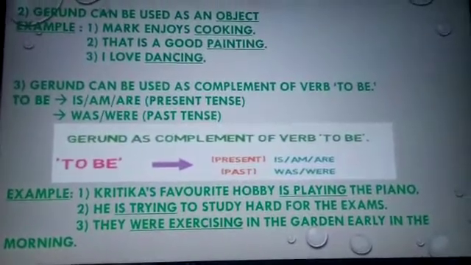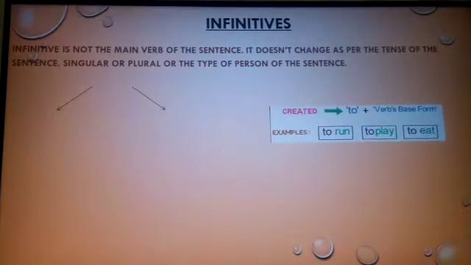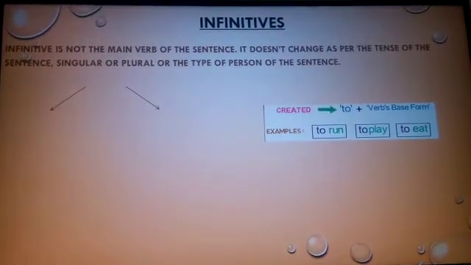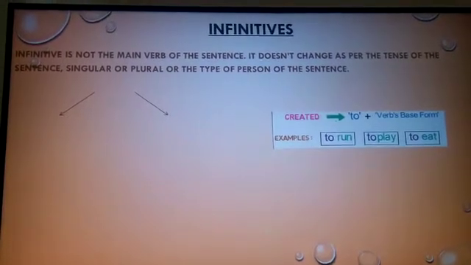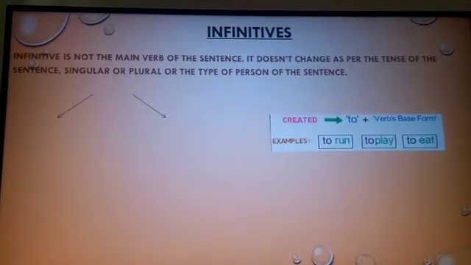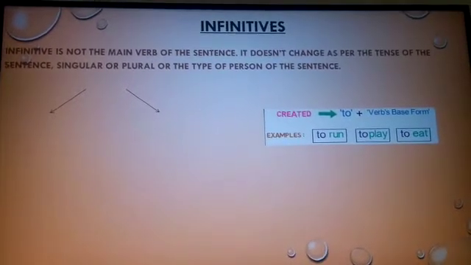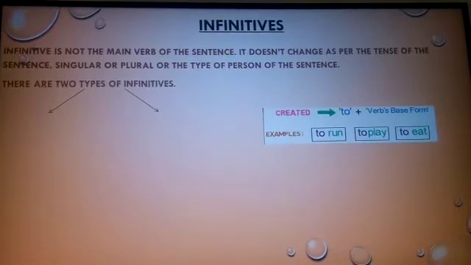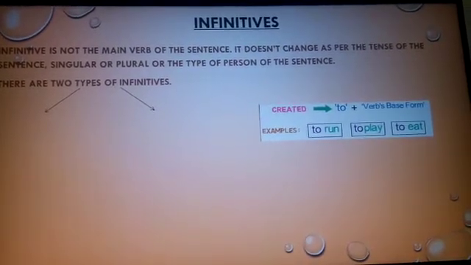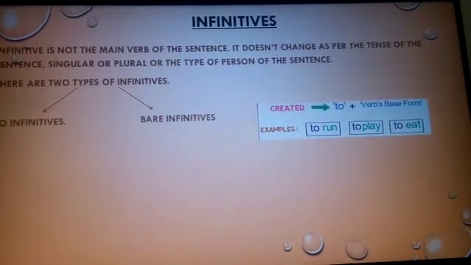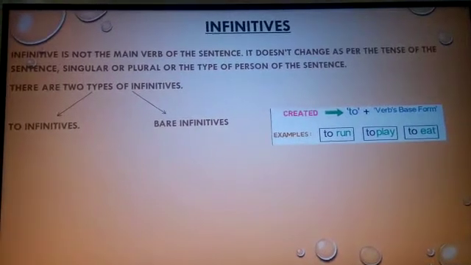So now we will see the next topic, that is infinitives. Infinitives is not the main verb of the sentence. It doesn't change as per the tense of the sentence, singular or plural, or the type of person of the sentence. There are two types of infinitives. First one is to infinitives and bare infinitives. Now what are to infinitives? Let us see.